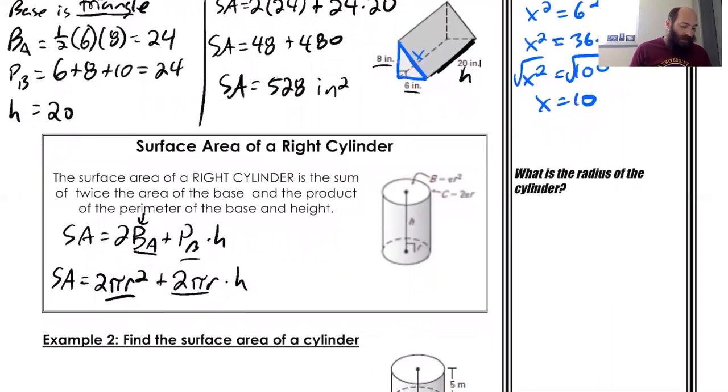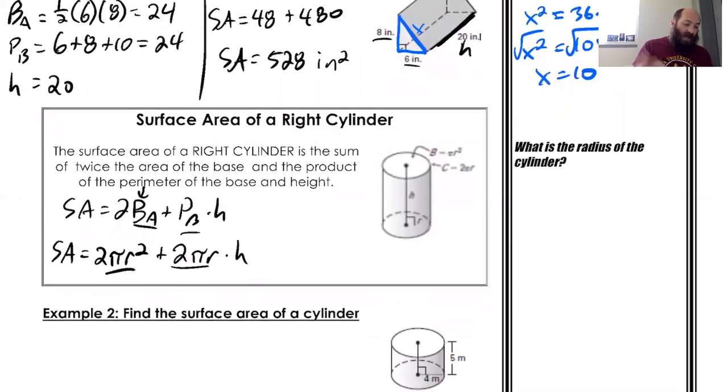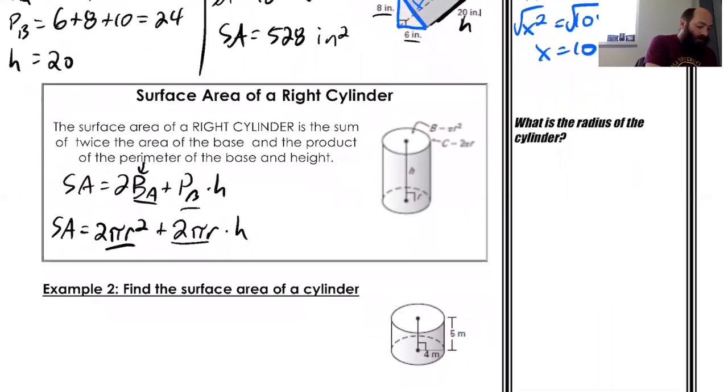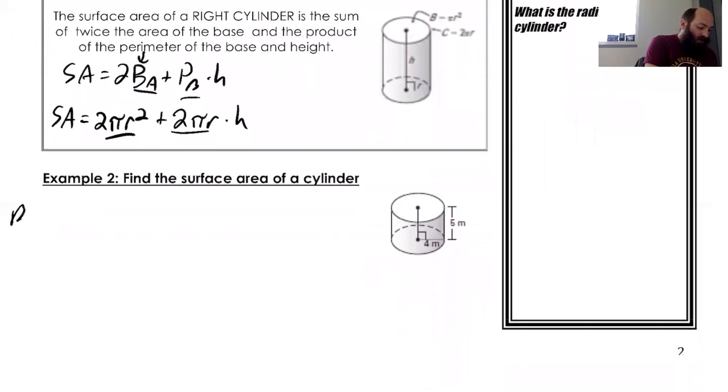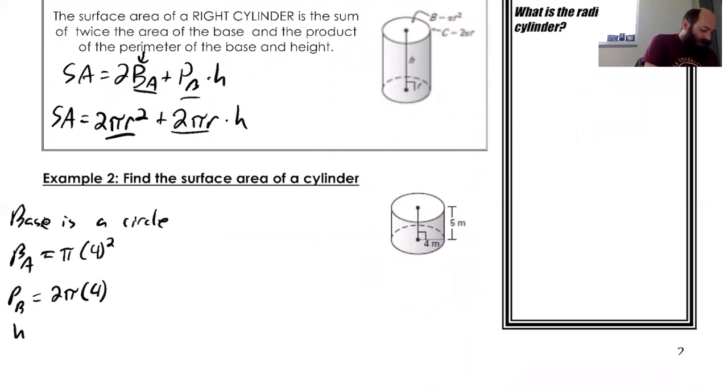So for my next example here, find the surface area of this cylinder. Again, I'm going to do the same exact thing. I'm going to say the base is a circle. So that means my area of the base is going to be pi times my radius squared. So in this case, that's 4. My perimeter of the base is the 2 times pi times 4. Height here is 5. So pi times 4 squared is going to give me 16 pi. 2 times 4 is 8 pi.